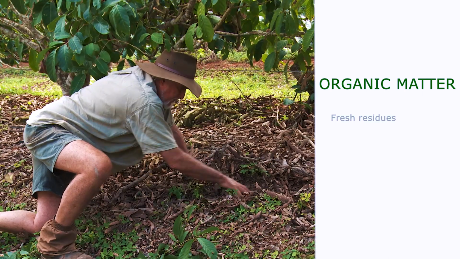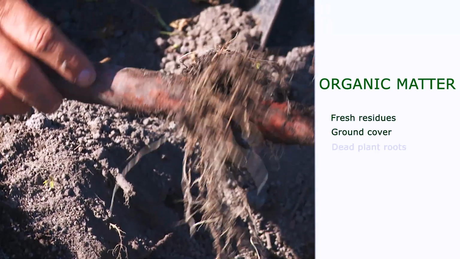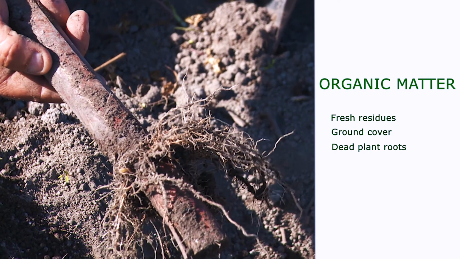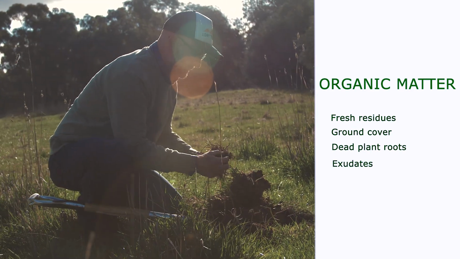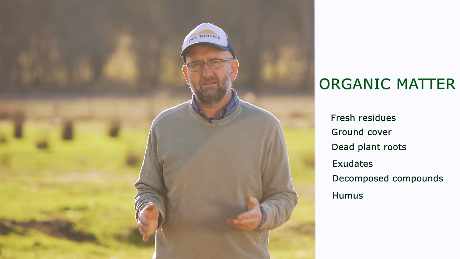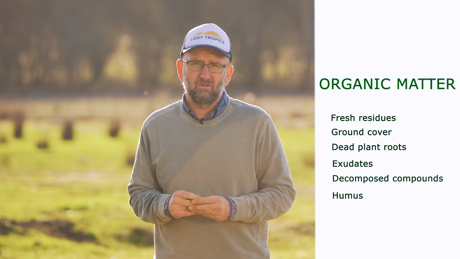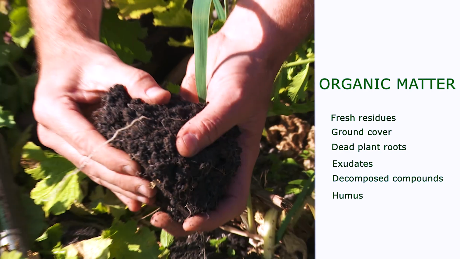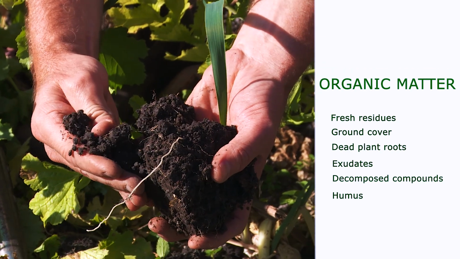The third key component of your soil's biology is the organic matter. The organic matter includes the fresh residues and ground cover from plants, the dead plant roots, the dribble or what we call the exudates and the sugars that are coming off the roots, as well as a whole range of compounds that have been decomposed in the soil, everything from dead leaf right through to humus, which is the stable form of organic matter in your soil, the long-term stuff.